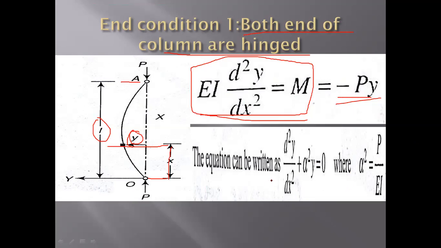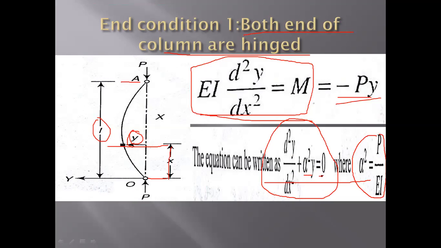Okay, so the equation can be written as d2y/dx² + α²y = 0, where α² = P/EI. I have divided this whole equation by EI, so the term P upon EI we have taken as α². So the equation is d2y/dx² + α²y = 0.